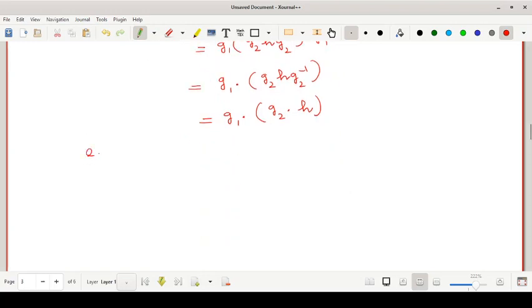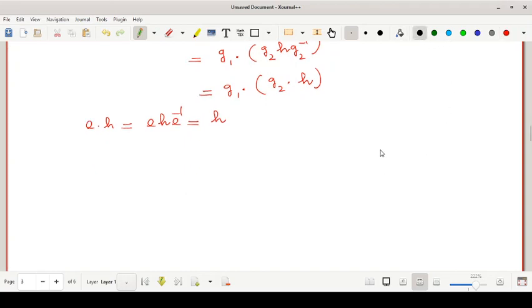And what happened to identity dot h? By definition, this is e h e inverse, that is the same as h. So this is an action of G on H. Okay.